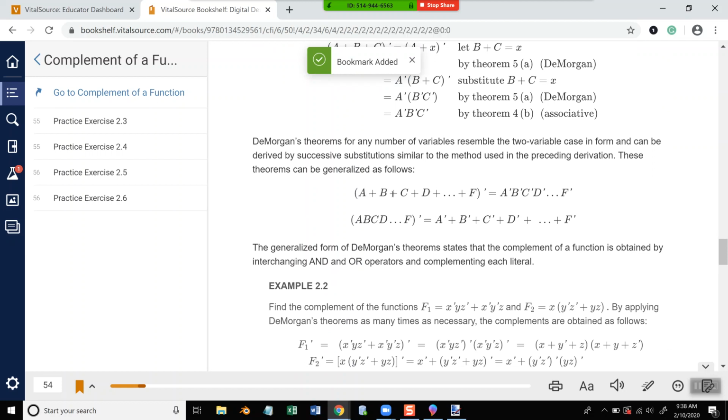Notice here I've got a plus b plus c plus d all the way up to f, and I rewrite that as a prime, b prime, c prime, d prime, all the way up to f prime. Going the other way, if you have a, b, c all the way up to f, there's ands in between those, and then there's a prime on there. Then you can rewrite as addition, putting a prime on each one of those. Again, addition is or.